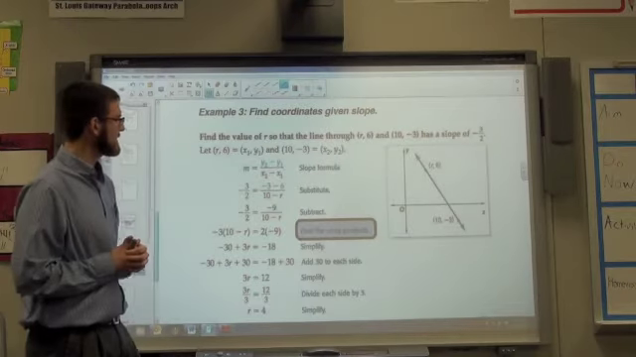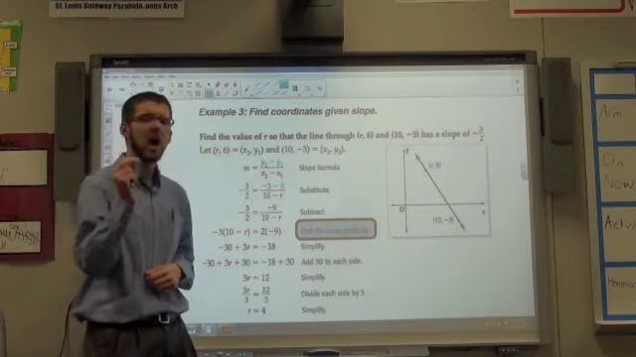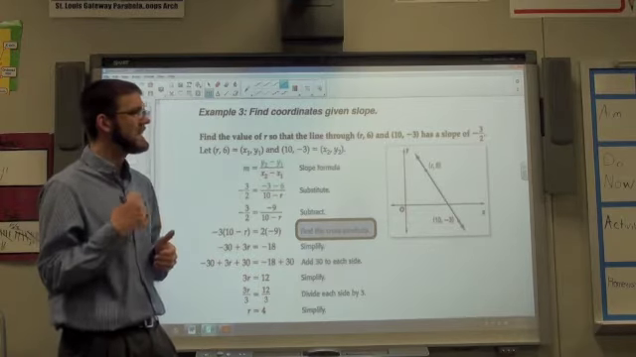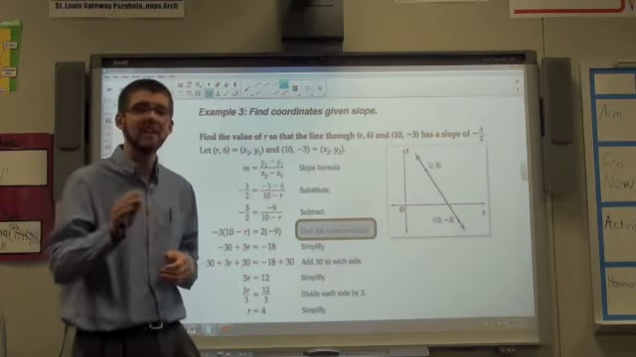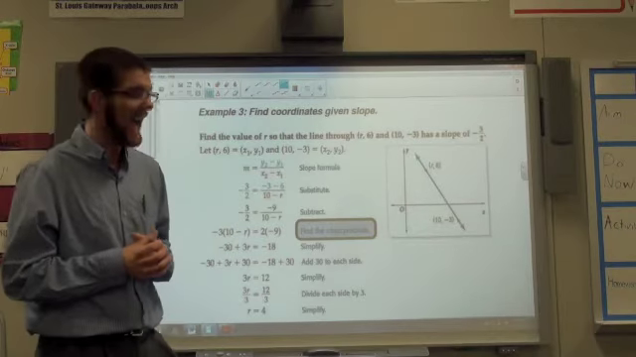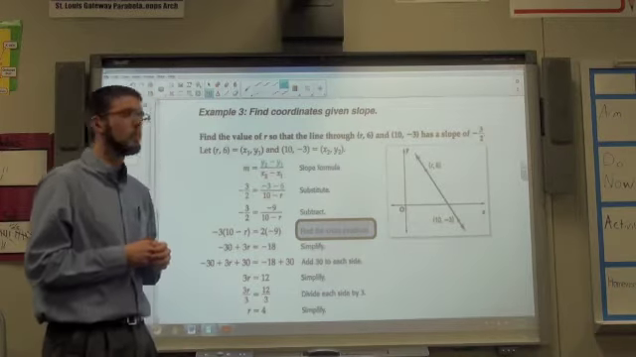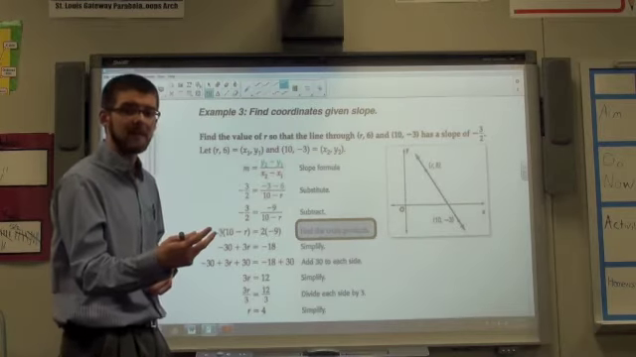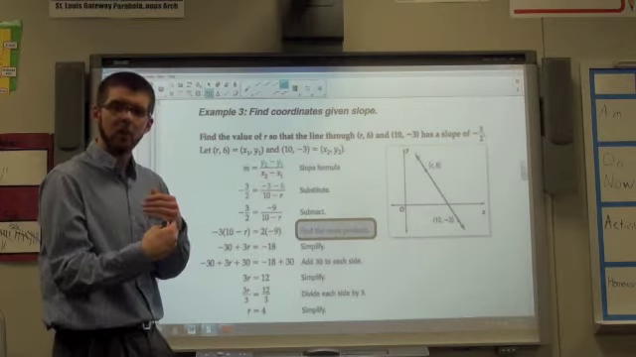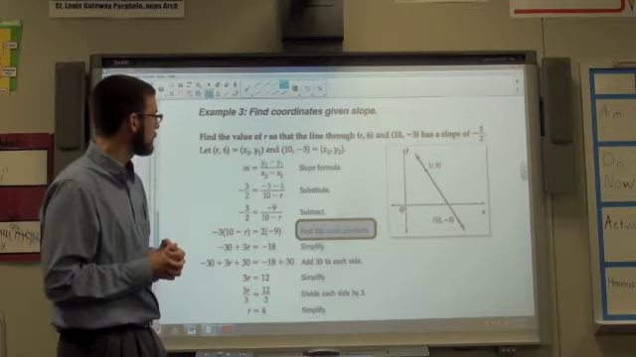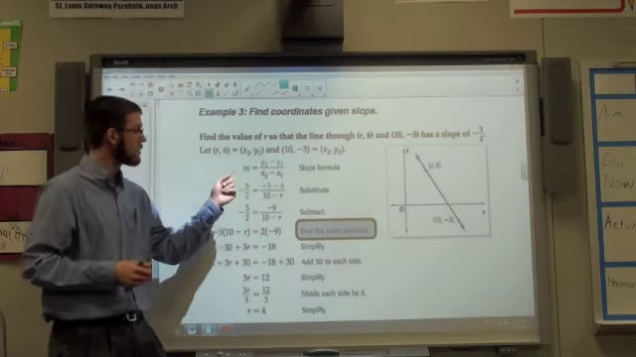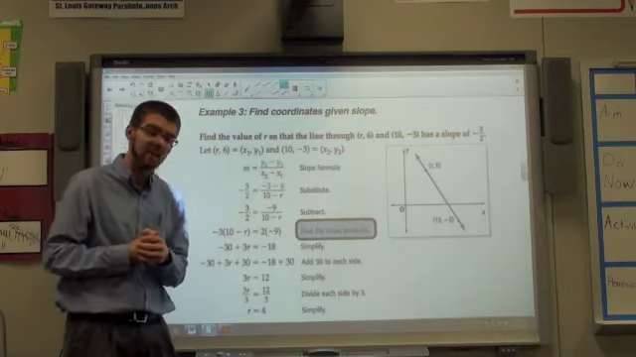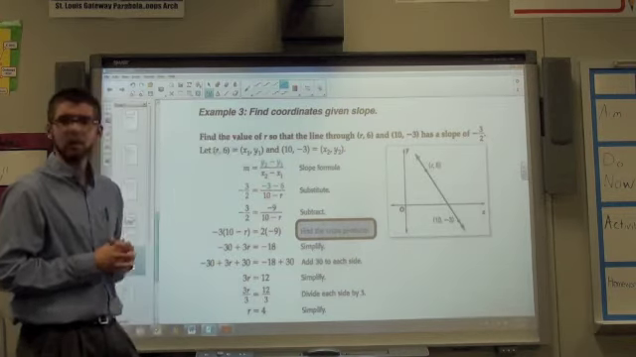And what this asks us to do is find the value of r so that the line through (r, 6) and (10, -3) has a slope of -3/2. So what we're going to do here is use the points given to us and the slope that was given to us, plug it all into the slope formula, and solve for our unknown variable. So again, start with your slope formula. M equals y2 minus y1 over x2 minus x1. Plug in the values that were given to you.